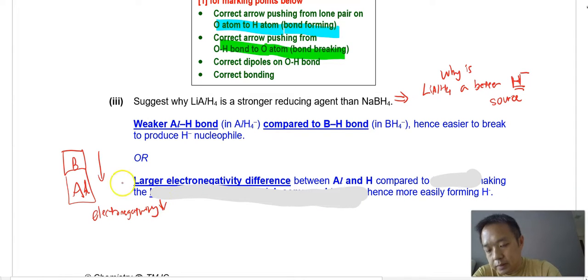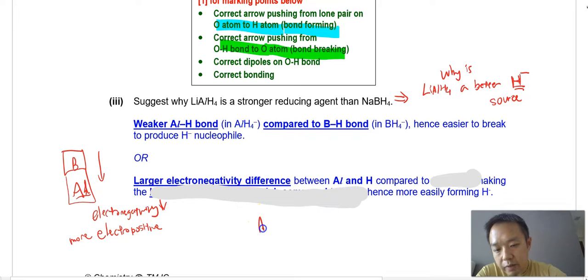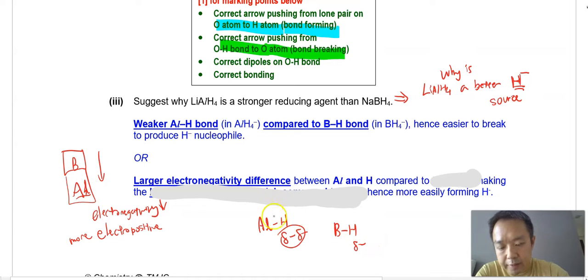Which means Al is less electronegative than boron. If I'm saying that Al is less electronegative than boron, I can also say that Al is therefore more electropositive. That means it does not like electrons. So if I consider the Al-H bond and the B-H bond, the H in the case of lithium aluminum hydride will be more electron rich. Why? Because there is a bigger difference in electronegativity. Al doesn't like electrons, so Al will lose its electrons more readily to H.